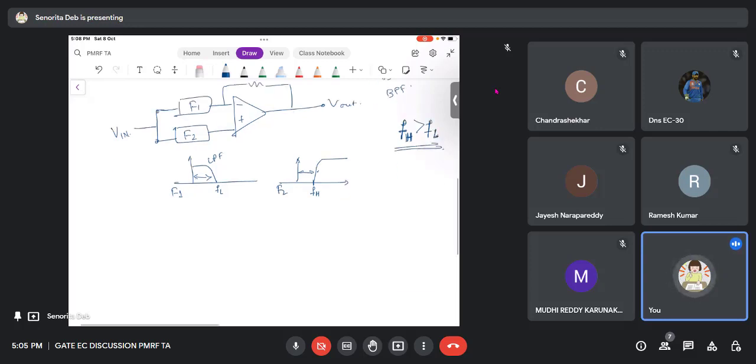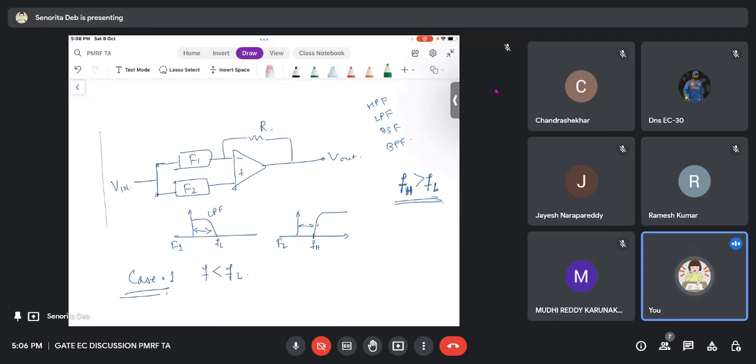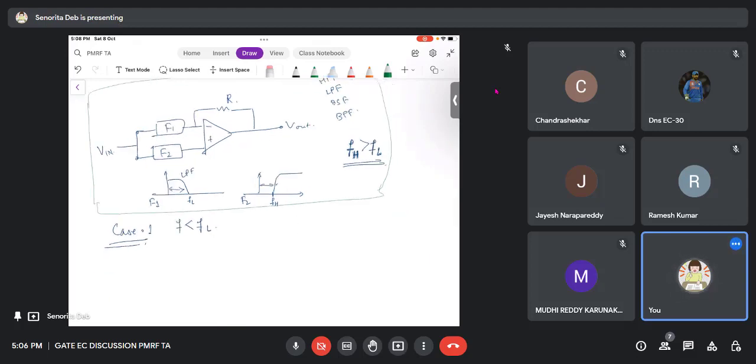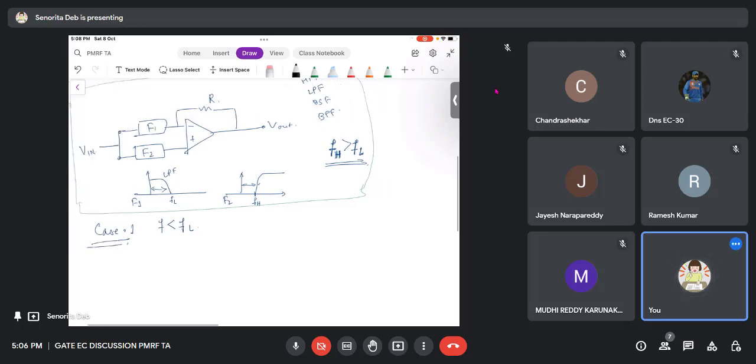Now if you take the frequency of operation to be less than FL, case 1, I am solving the question now. If F is less than FL, what will happen? This means F is also less than FH, since in the question it is given FH is greater than FL. So everything will be passed, right? So V out equals V in.